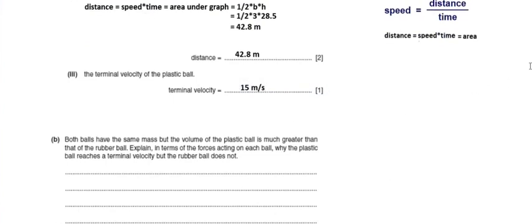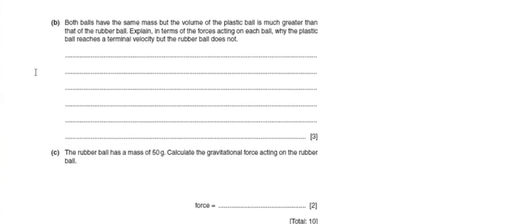Okay, now we will see part B of the question. Both balls have the same mass, but the volume of the plastic ball is much greater than the rubber ball. This is a very important point here. The volume of the plastic ball is much greater. Explain in terms of the forces acting on each ball why the plastic ball reaches the terminal velocity but the rubber ball does not. So here this is the concept of terminal velocity that we should recollect.